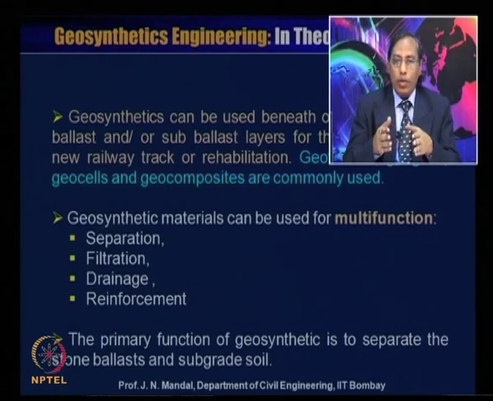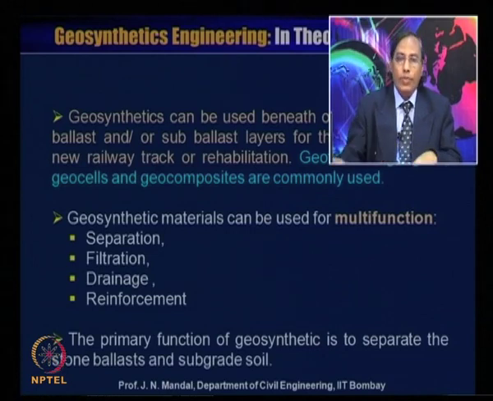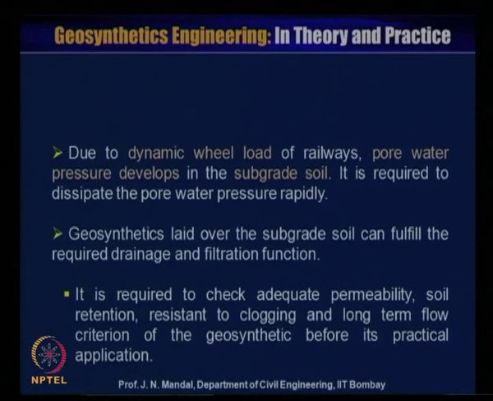The primary function of the geosynthetics is to separate the stone ballast and the subgrade soil. So that is the primary function. Now, due to the dynamic wheel load of the railway, pore water pressure develops in the subgrade soil, and it is required to dissipate the pore water pressure rapidly. The pore water pressure may move upward, or due to the dynamic wheel load there is also a development of pore water pressure on the subgrade. So it is very much essential to dissipate the pore water pressure rapidly.